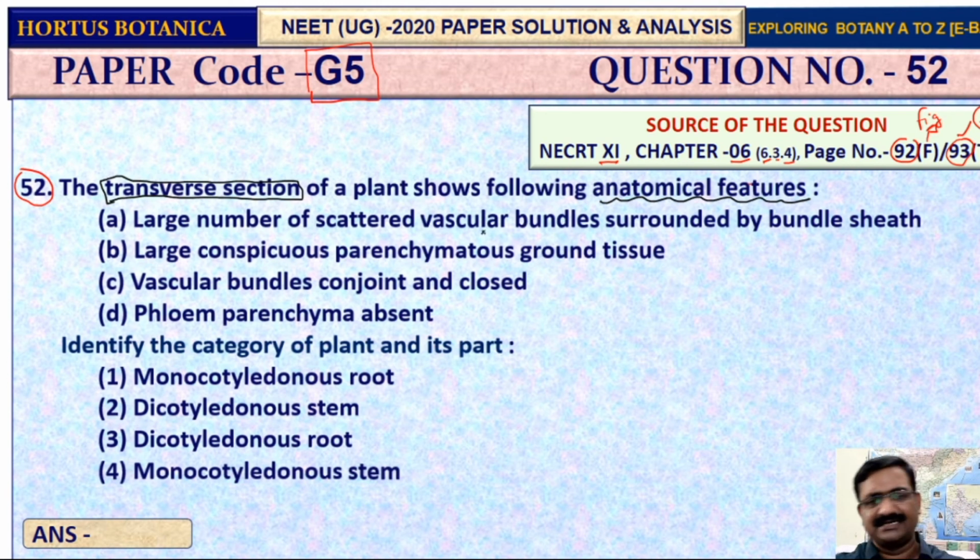So what are the characteristics given here? Forget all the other things. First of all, 4 options are given, and first we have to decide whether it is root or stem. We have been given 2 important pieces of information: first, about their vascular bundle, and second, their ground tissues. The vascular bundle itself is a very important character by which you can easily distinguish a monocot root or stem. How can you distinguish?